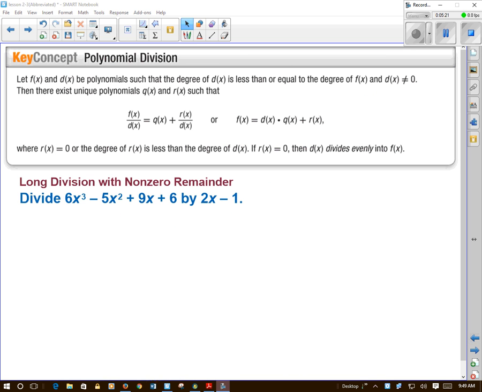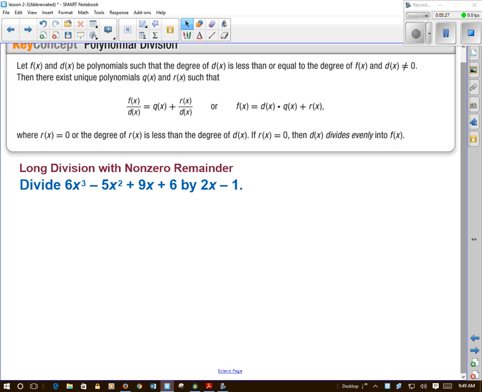In our first example, we did not have any remainder, so now we're going to do a long division that will have a remainder, and we can deal with that remainder in one of two ways. So here it's showing that we have the quotient f of x over d of x equals q of x plus the remainder over the divisor. And here they've just written f of x is the divisor times the quotient plus the remainder. So two interpretations of the same thing. And which way you want it depends on what you're doing with that particular problem.